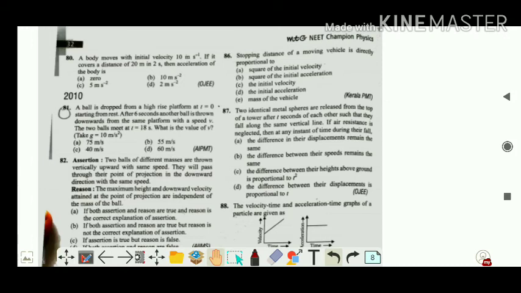Please read the question when I'm showing it. A ball is dropped from a high platform at t is equal to 0, starting from rest, so its initial velocity is 0. And after 6 seconds, another ball is thrown downwards from the same platform with a speed v. The two balls meet at t is equal to 18 seconds. What is the value of v?